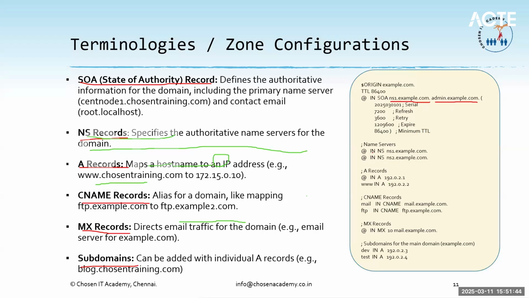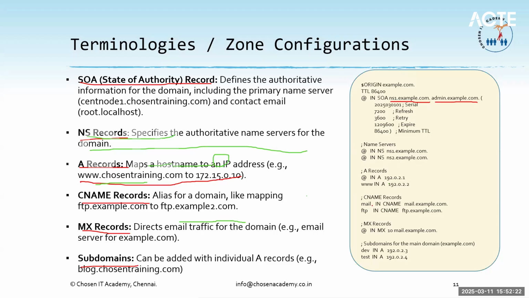And name servers: we have to specify the name servers, which are the NS records. If we have two name servers, we can give them over here, ns1.example.com and ns2.example.com. And the A record is the actual record holding the mapping between the host name and the IP address. In this case, it is for this one. This is my A record. We have to specify how it is being mapped, and I'll show that in a moment.